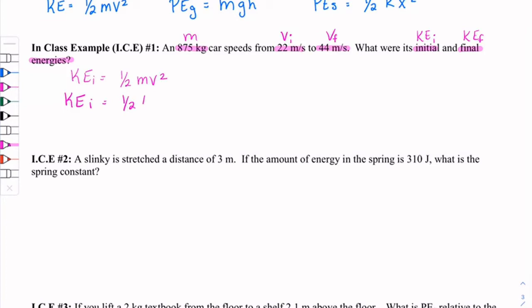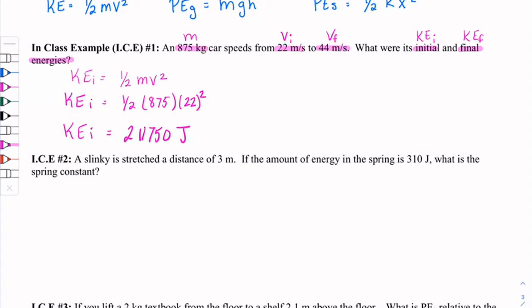1/2 of the mass, 875, times the initial velocity, 22. Don't forget to square it. Okay? And then you're going to plug that into your calculator. Pause here to make sure you put this into your calculation and get an answer. And then play it again to get the answer. The answer is 211,750, and the unit is joules.